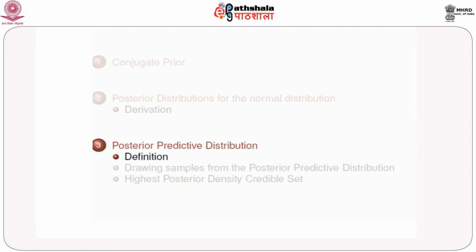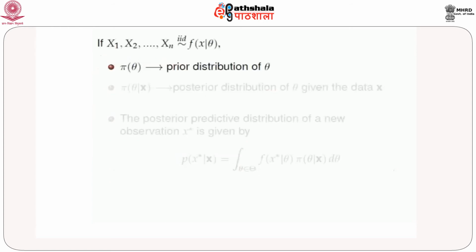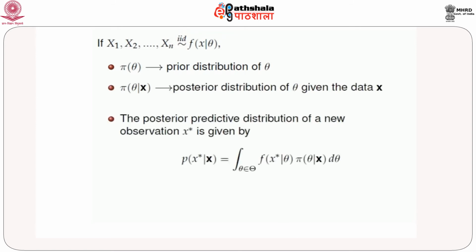Okay, so next we are going to look at the definition of the posterior predictive distribution. Suppose we have n IID observations from the density f indexed by the parameter theta. We have as the prior distribution of theta pi(theta), and pi(theta given x) is the posterior distribution of theta given the data. Then the posterior predictive distribution of a new observation x star is given by the following.